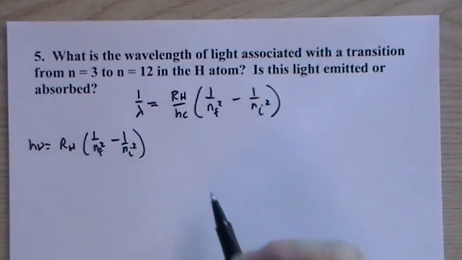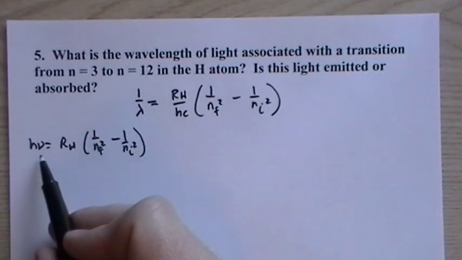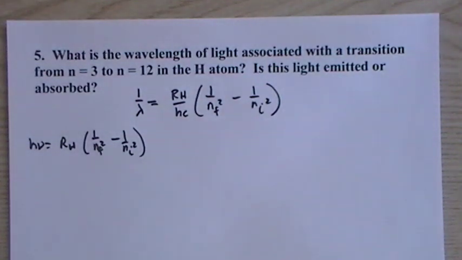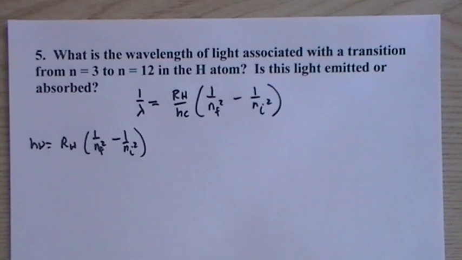You can see that they're definitely related. This is h nu here rather than 1 over lambda. The reason I use this one is because the wavelength is what you normally want to find. The wavelength of light is the thing that most people can get their mind around, and it's the type of characteristic of light that people like to see.